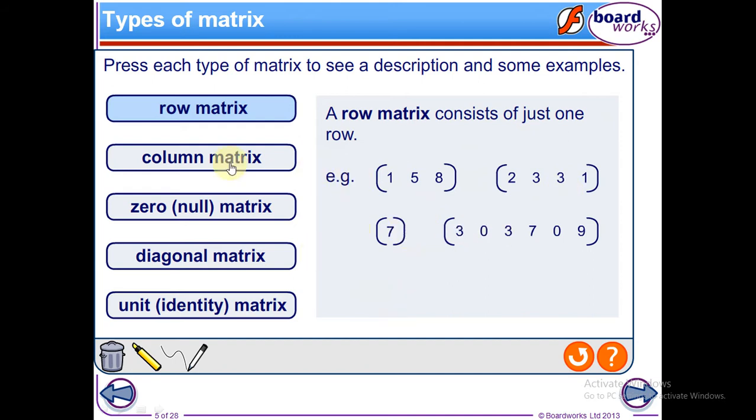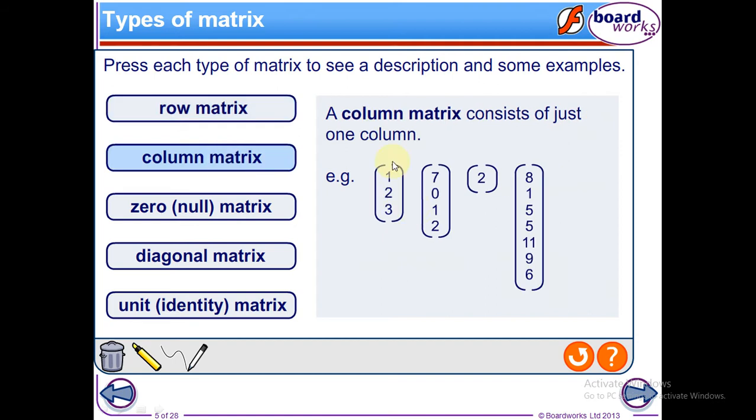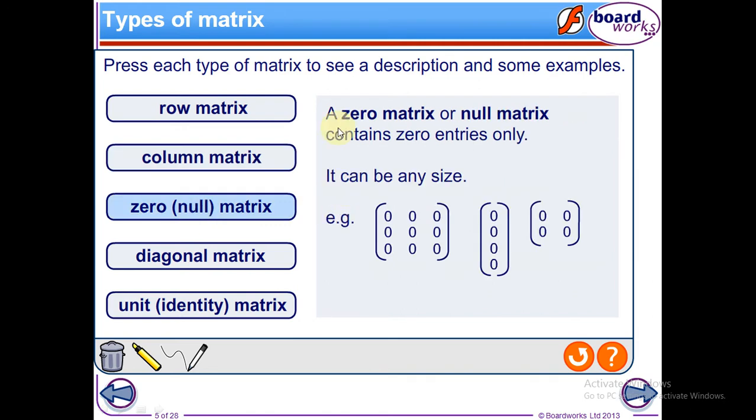Okay, so let's check column. And you see column, this is column vertical way, this is a column matrix. How about null or zero matrix? A zero matrix, or null matrix, contains 0 entries. So all the entries in a zero matrix are 0. Because we have 3 rows by 3 columns, this is a square matrix. But forget about that, we're going to talk about that later. And this is also a null or zero matrix, because all the entries there are zeros.